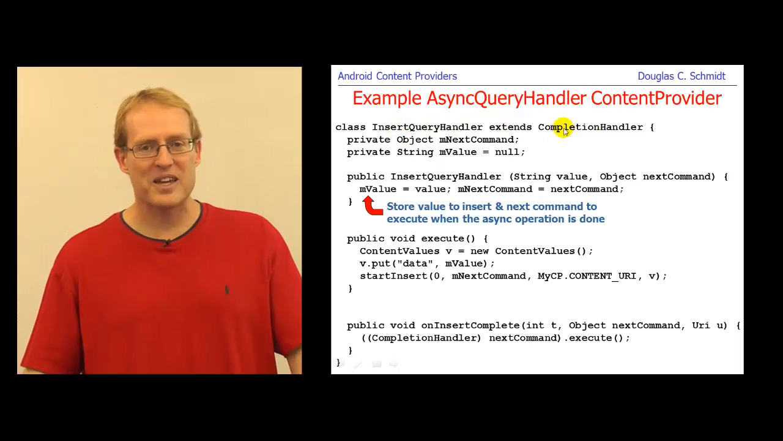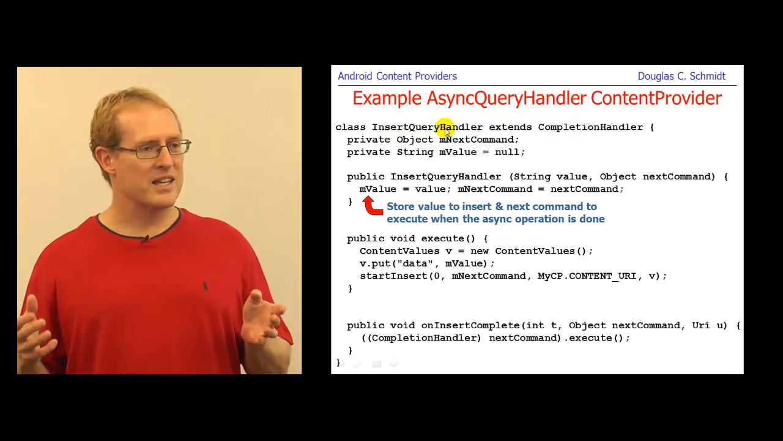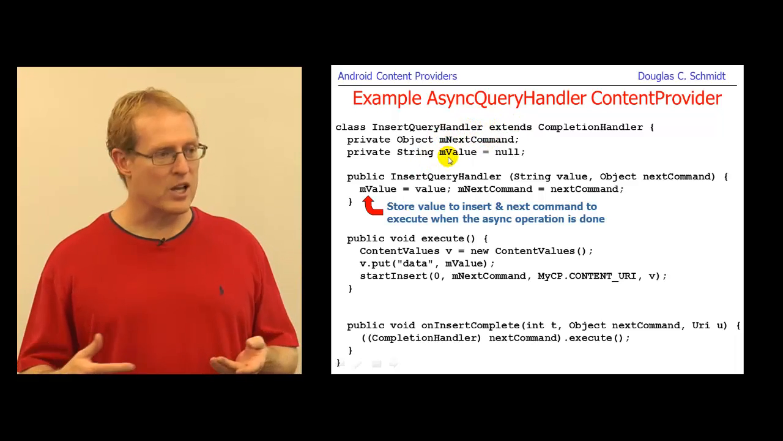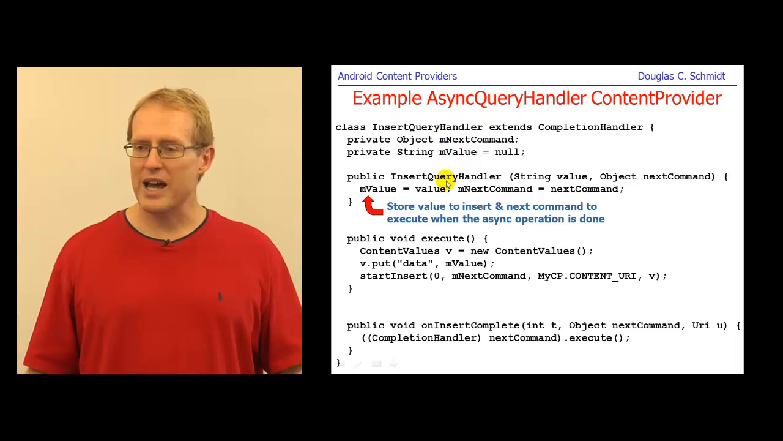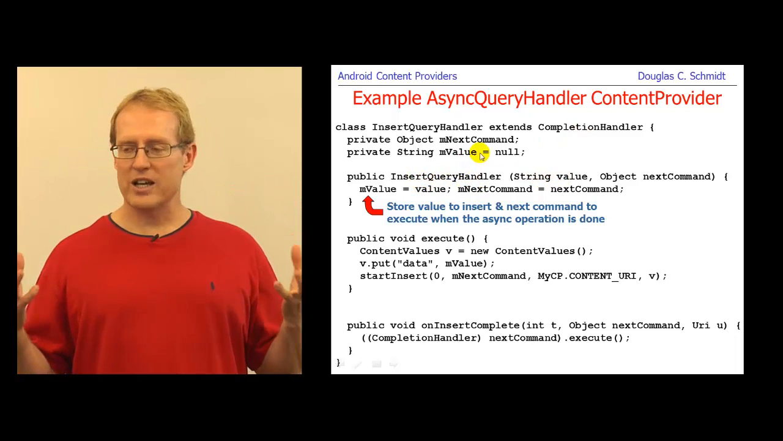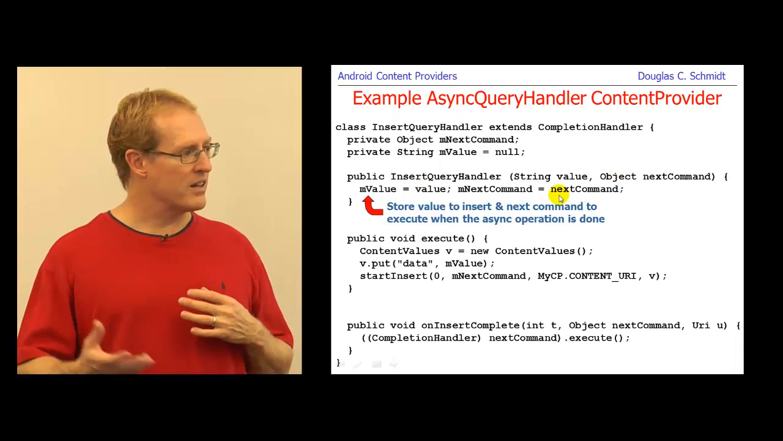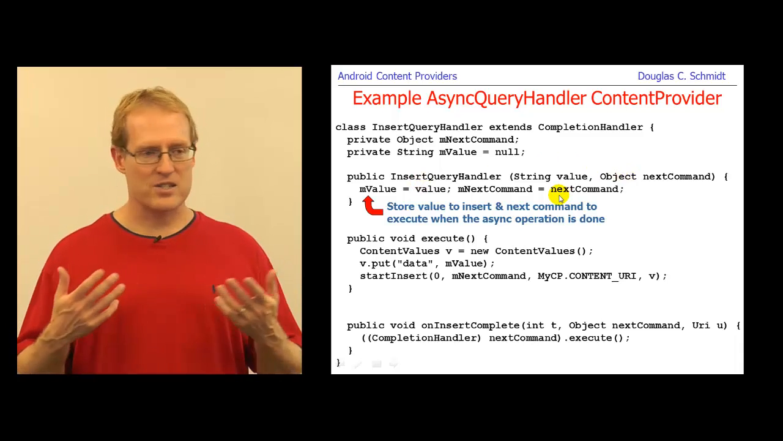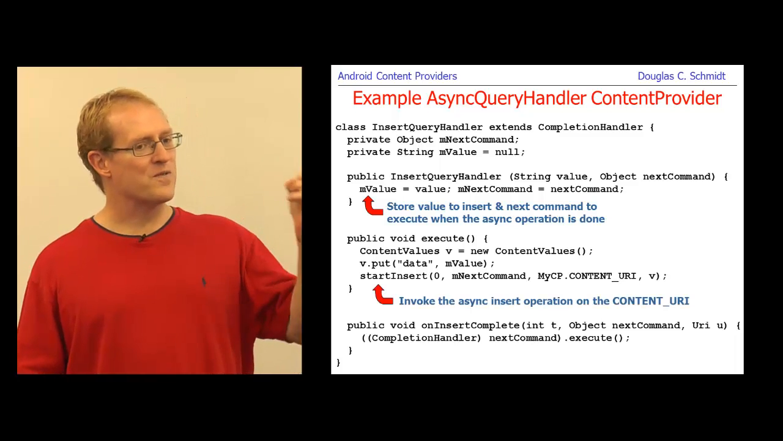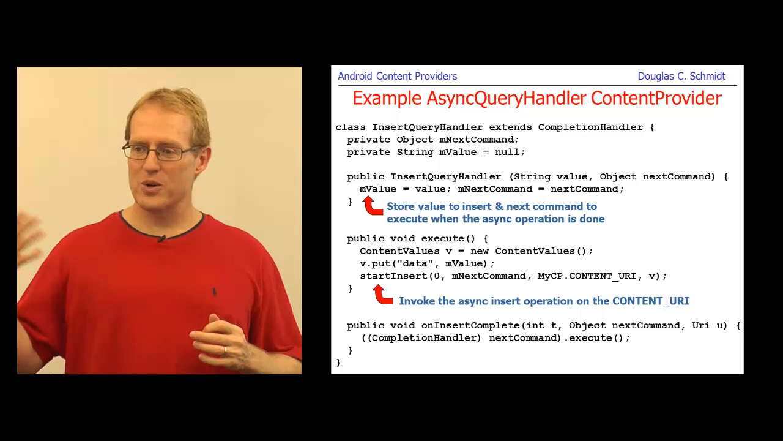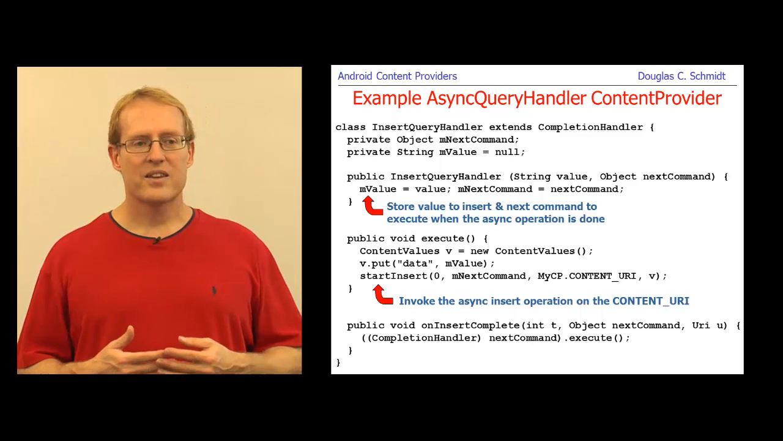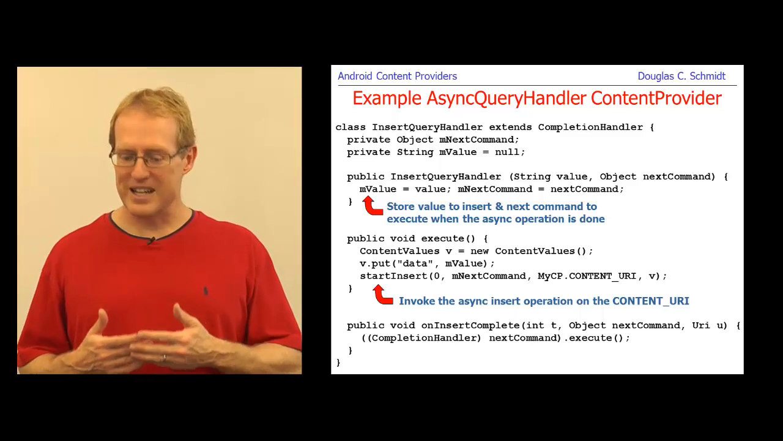Now, the next command thing is the part that's a little bit mysterious. This is what's called the asynchronous completion token. It's also referred to as a cookie. And basically what happens is that this cookie is stored by the underlying async completion handler framework, and it's not observed or modified or accessed in any way, shape, or form. It's just held. And when the call is finished, in other words, when we're done doing the insert operation with those values, the onInsertComplete method gets called back.